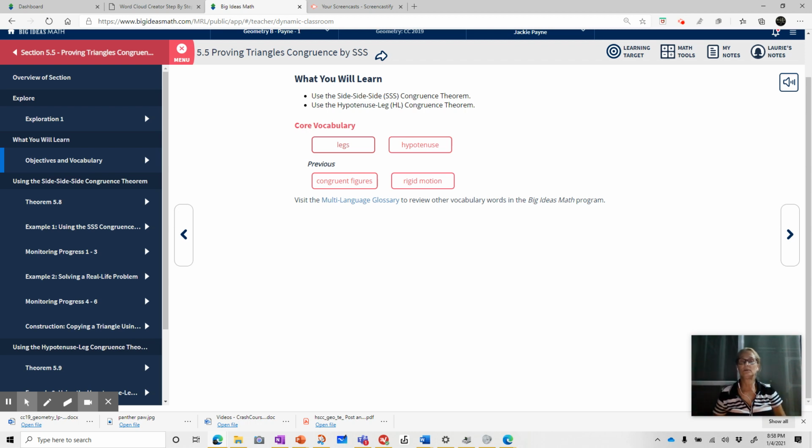The vocabulary you'll need to know for the side, and hypotenuse leg theorem are legs and hypotenuse. So in a right triangle, the hypotenuse is always the side that's longest across from the right angle, and the legs are the other two sides that form the right angle. So the legs are always like this, and the hypotenuse is always across. Otherwise, we did talk about congruent figures and how to map them onto each other with a series of rigid motions.